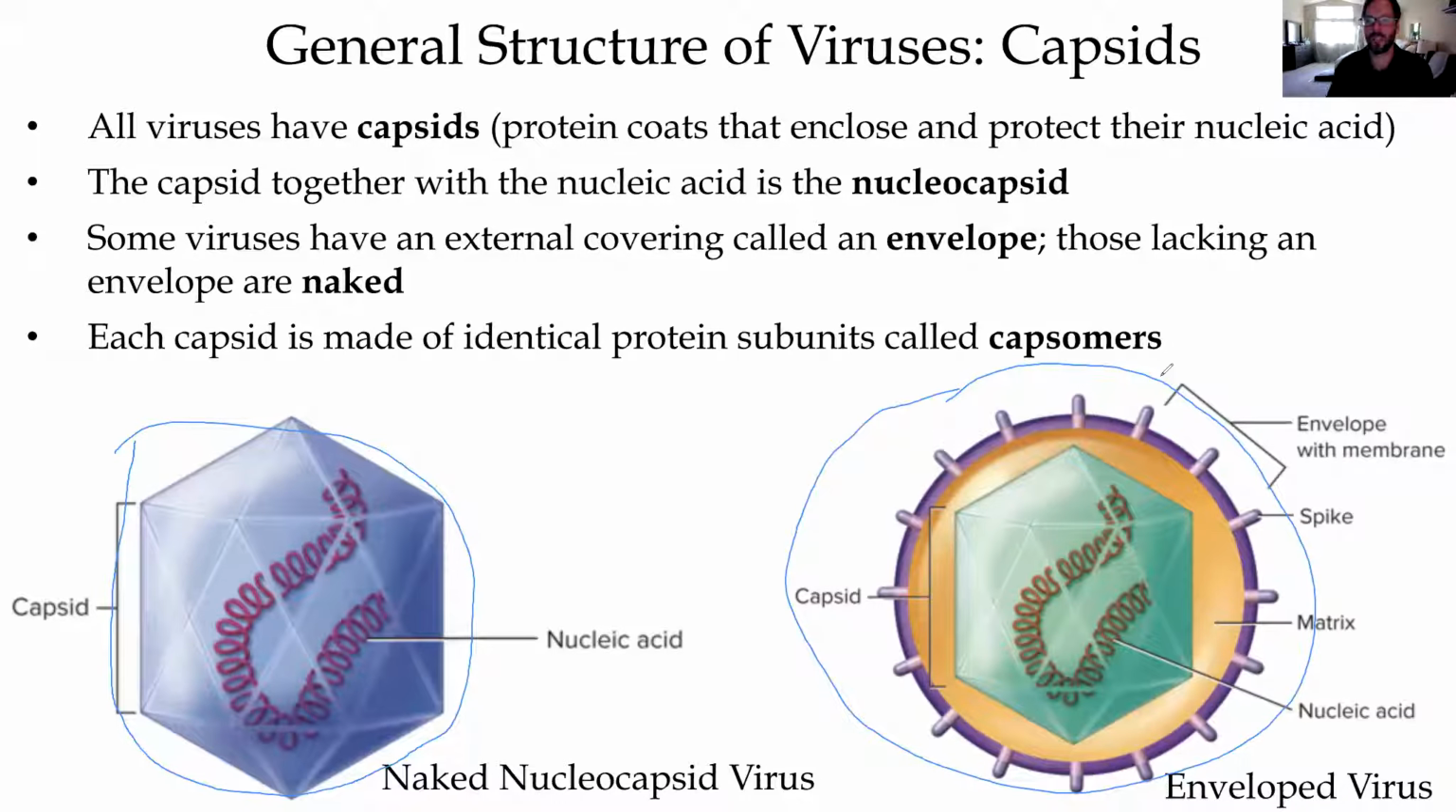And that is going to be made up of the host's membrane. It takes it with it. And then embedded into that envelope is going to be certain proteins, the spike proteins. So we've probably all heard about coronavirus and how it has these spike proteins that bind to the ACE2 receptor of the host, right? There's going to be a matrix right here that's in between the envelope and the nucleocapsid.